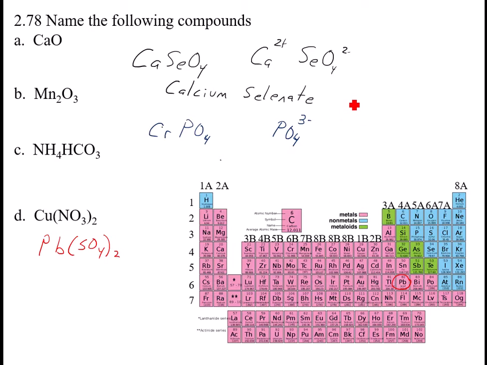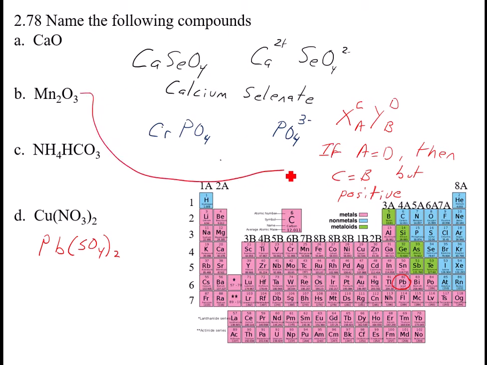If I have X subscript A, Y subscript B, and charges of C and D, if A is equal to D, then C is equal to B, but positive. That's important: the leftmost is always positive. Sorry, this is not this example, this is this example here.